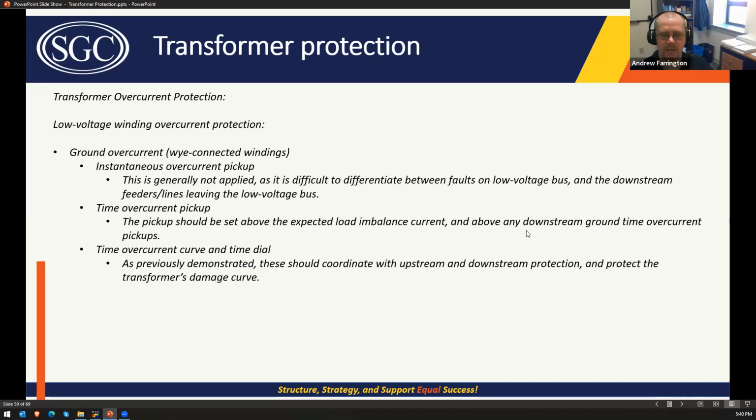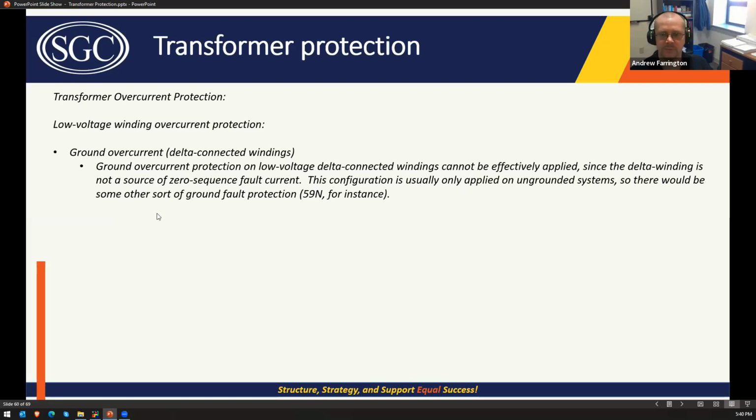And again, you'd like that pickup to be higher than your downstream protection pickups so that the downstream protection picks up first. That helps you coordinate your protection. Curve and time dial, same thing.